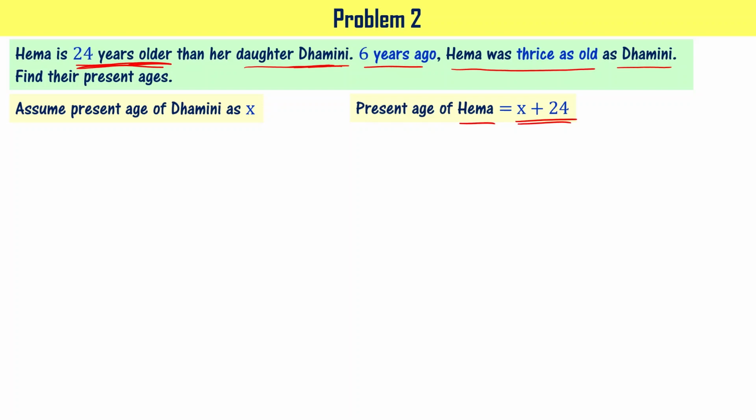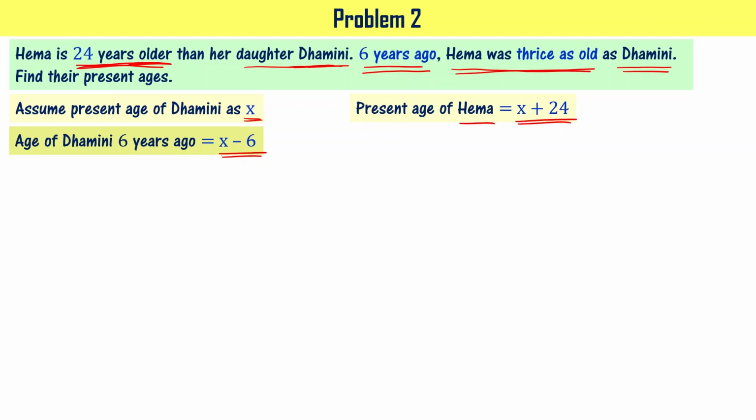Now, the second statement says that 6 years ago, Hema was thrice as old as Damni. Now, let me write what is the age of Damni 6 years ago. 6 years ago, Damni's age is going to be x minus 6, right? The present age is x. 6 years ago, it is going to be x minus 6. Now, let's see, the present age of Hema is x plus 24, right? What is the age of Hema 6 years ago? That is going to be x plus 24 minus 6, right?